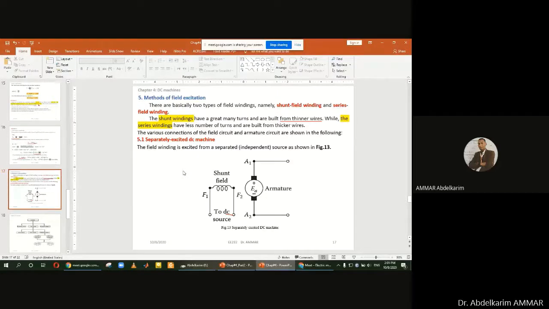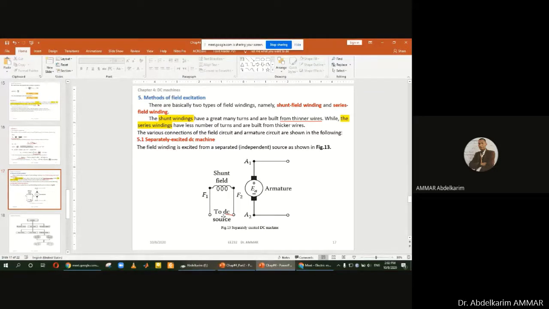The field may have a single winding, or generally two windings, a shunt winding and a series winding. But that is not the issue. Here, what is important is the connection between the field and the armature.